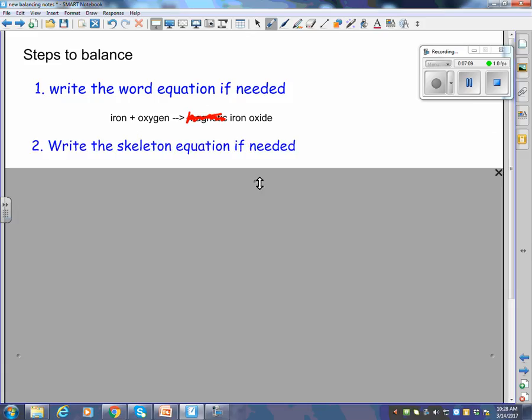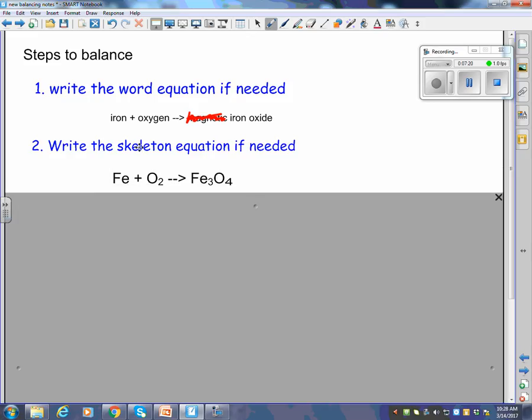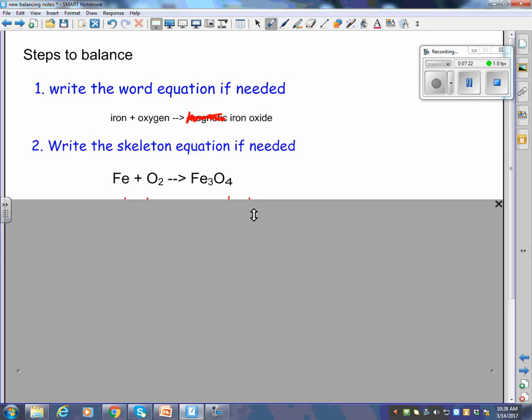Write the skeleton equation if needed. Most of the time, this is where they start you. They give you the skeleton equation, and they say balance it. So, iron plus oxygen, iron would be Fe. Oxygen is one of those diatomic gases, O2, that I may not have covered as much as I should have in the past, so that's one reason why you're going to get the skeleton equation. It gives you Fe3O4. Now, I've shown you how to come up with these formulas. That is still a challenge for several of you. If you're going on in chemistry, you're going to have to be competent to do those. Okay? I'm not going to spend a lot of time on that now.